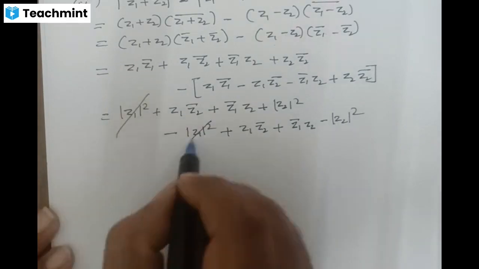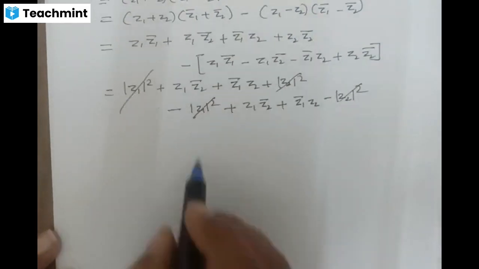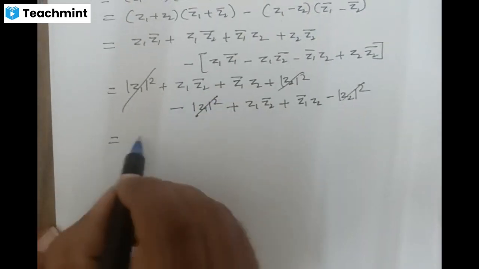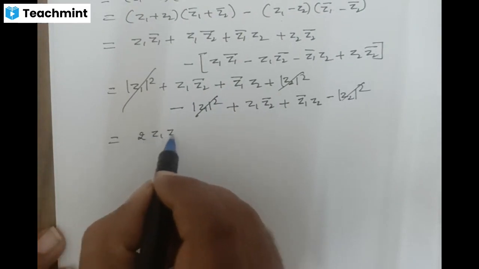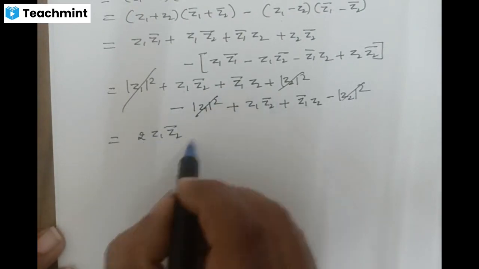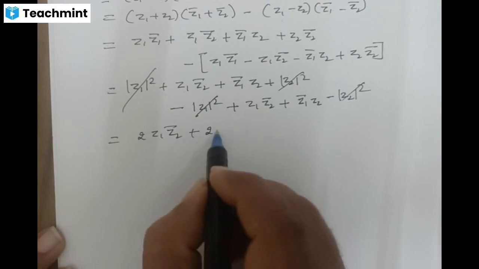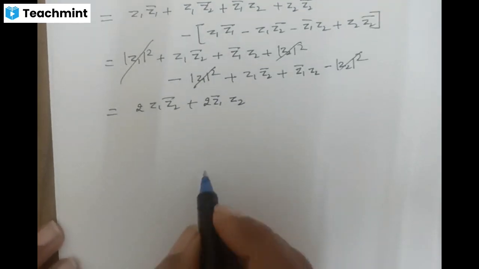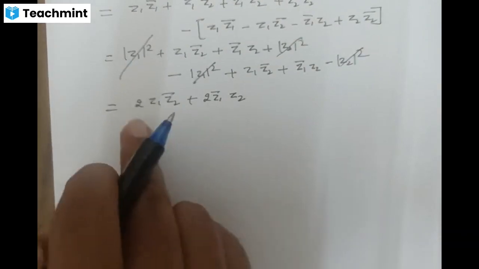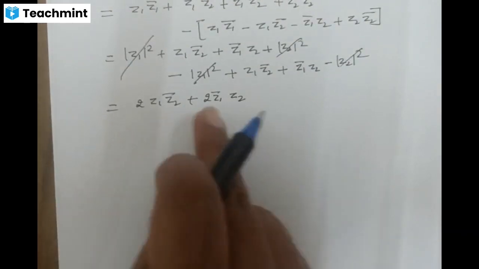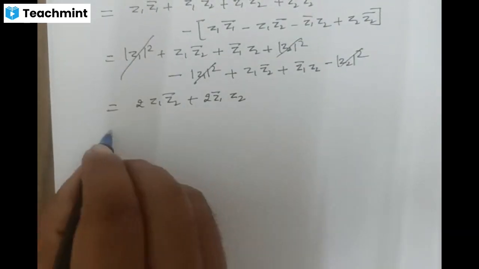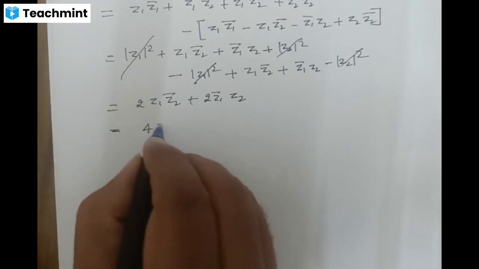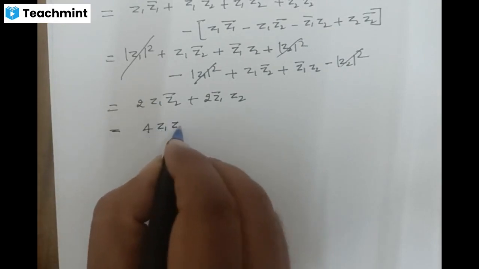See, plus and minus cancel, plus and minus cancel. This gives 2 times Z1 Z2 bar, and next 2 times Z1 bar into Z2. So which is nothing but, we can write, 2 Z1 Z2 bar plus 2 Z1 bar Z2, which is equal to 4 into Z1 into Z2.